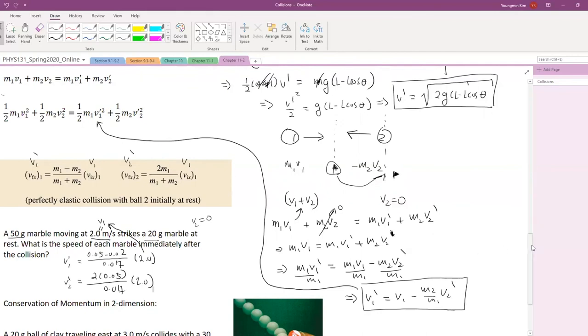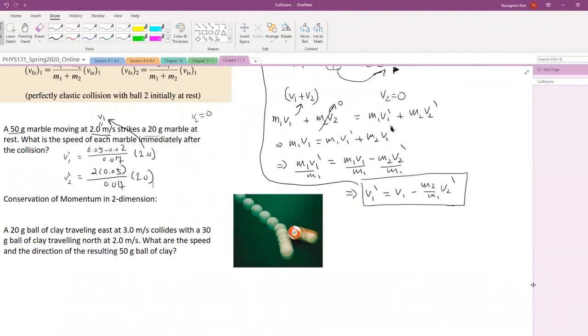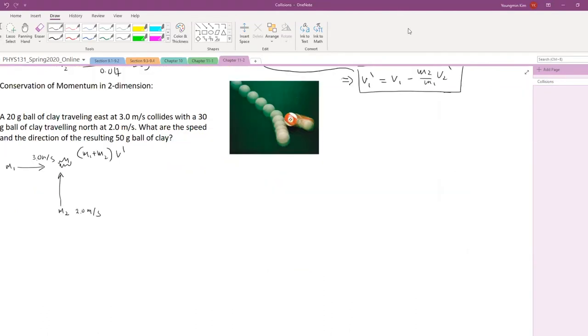Now for our last example, let's consider a two-dimensional case. How do we solve a two-dimensional case? After all, two-dimensional cases are more common, let's say in billiard games or in general. So how do we solve conservation of momentum and collision cases in two dimensions? A 20 gram ball of clay traveling east at 3 meters per second collides with a 30 gram ball of clay traveling north at 2.0 meters per second. What are the speed and the direction of the resulting 50 gram ball of clay?